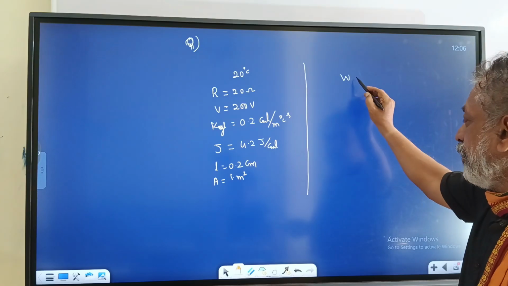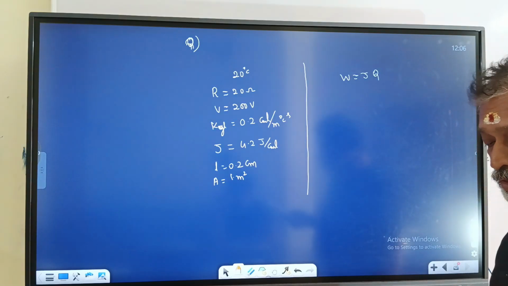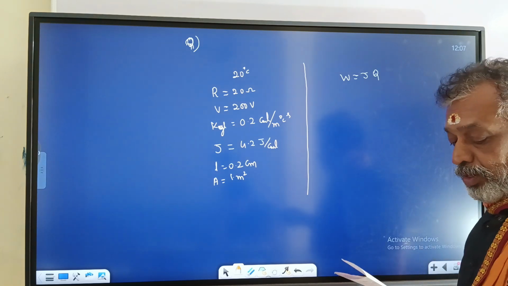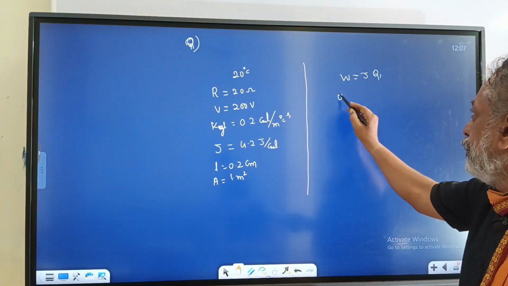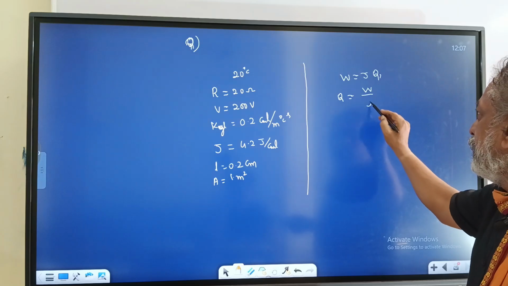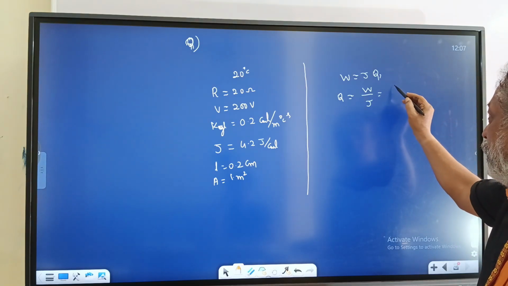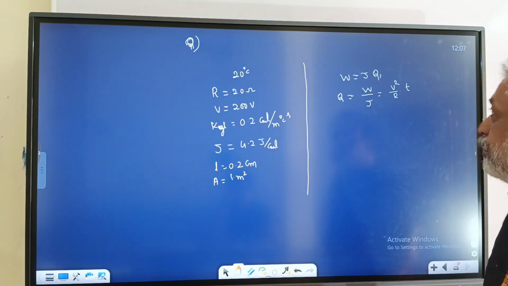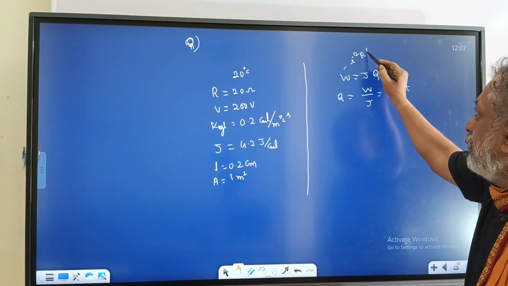So Joule's law, mechanical equivalent of heat. W is equal to JQ. Now Q is equal to what it becomes? Q is equal to W by J. We call electrical work done I square RT, otherwise I can say V square by R into T. So W is equal to I square RT formula.